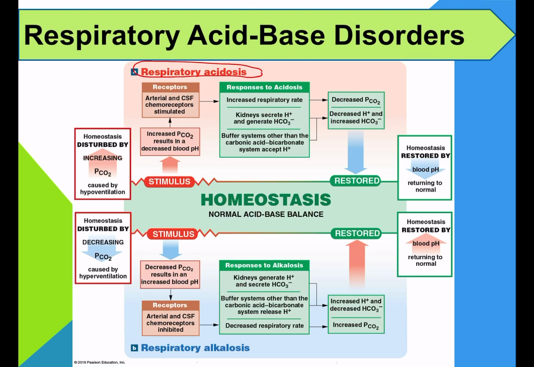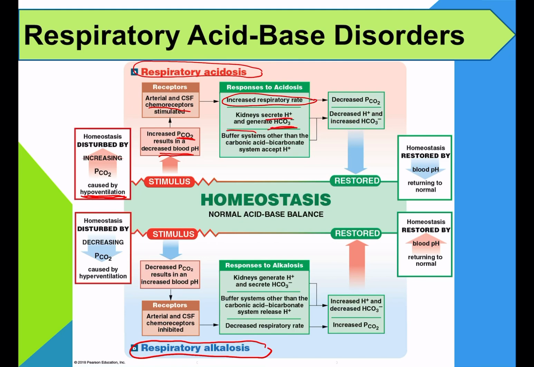what happens in your body, and what happens when you have respiratory alkalosis. Let's say respiratory acidosis caused by hypoventilation. What happens is that you will increase the amount of CO2 in your body, which results in a drop of pH. Chemoreceptors are stimulated within your blood and your cerebrospinal fluid, which tells your lungs to increase respiratory rate, tells your kidney to secrete hydrogen ions, generate more bicarbonate ions.